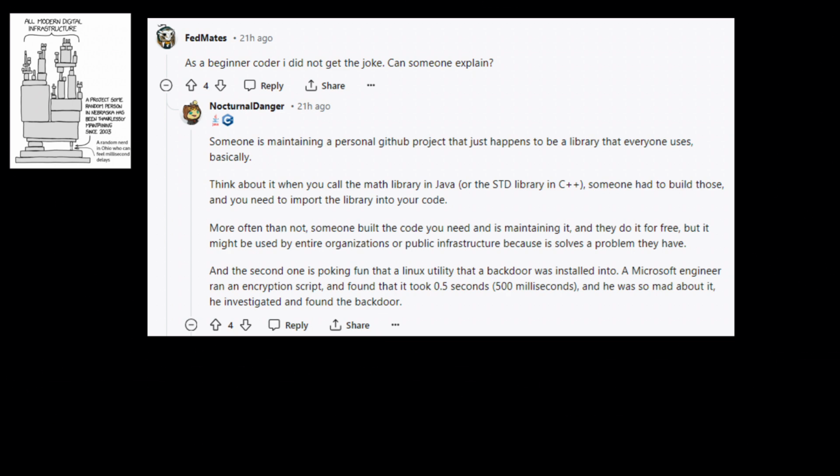The second part references the discovery of a backdoor in a Linux utility by a Microsoft engineer. This real-life event connects to the comic's theme of vigilance and expertise required to maintain secure and reliable digital infrastructure. It also adds a layer of humor by emphasizing the engineer's frustration with the backdoor's performance impact.